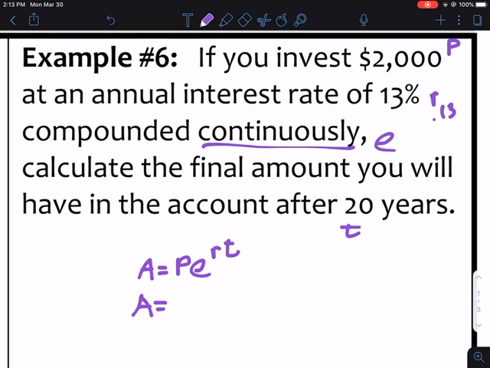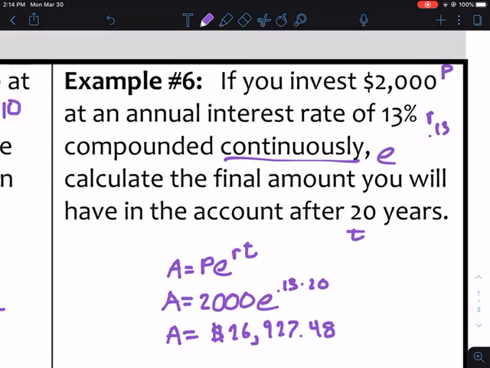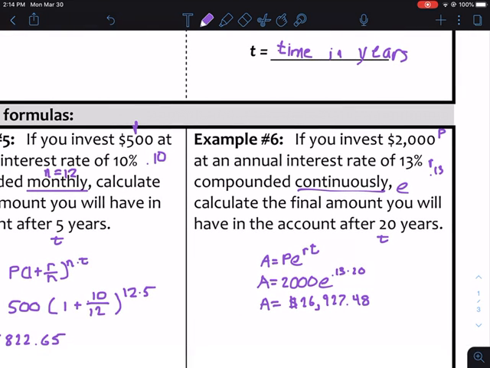If we spell all that out at once, it says PERT, obviously. So principal is 2,000. E remains E. The R is 0.13. And times 20. That can all go in your calculator at once. And when we do that, we find that our accrued value, our future value of the investment will be $26,927.48.